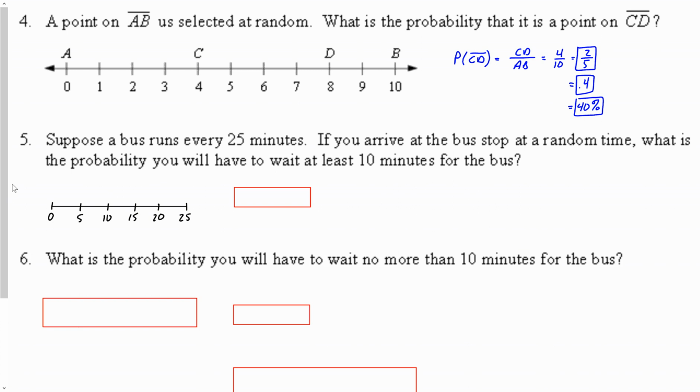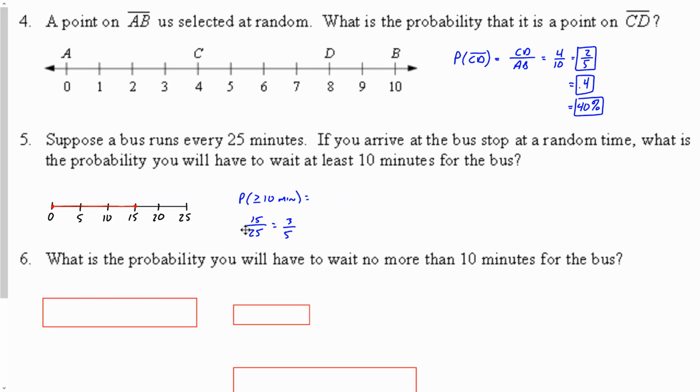If I want to know the probability of waiting at least 10 minutes, I look on my number line, and if 0 is when the bus leaves and 25 is when it shows back up, which is what it means to run every 25 minutes. If I'm going to wait at least 10 minutes, that means 10 minutes or more. That means I could be waiting anywhere between that 0 number on my number line and the 15. The 15 would be exactly 10 minutes. Any of those other points to the left of that 15 would be more than 10 minutes. So the probability of my wait time being greater than or equal to 10 minutes is a shorthand way that you could write it.